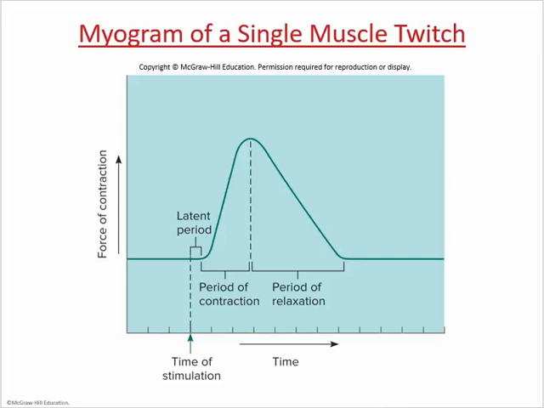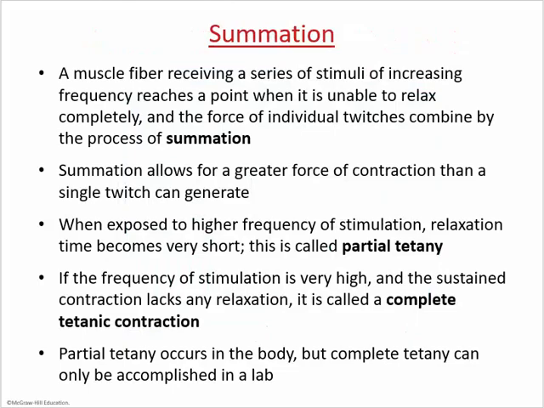This really only happens in the lab, because what usually happens is that sometime at around this time, before the full relaxation, you will get another stimulation, and you will build from this point, your latent period, and then it will build from there. And we call that summation. So when you get a series of stimuli, the muscle starts to contract again before the period of relaxation is finished.